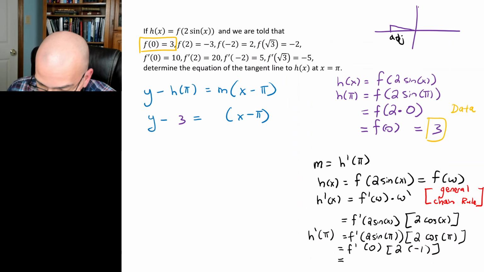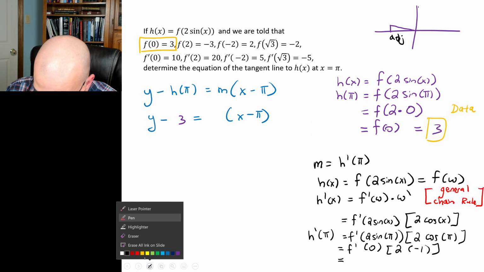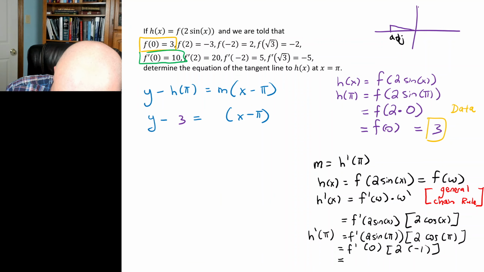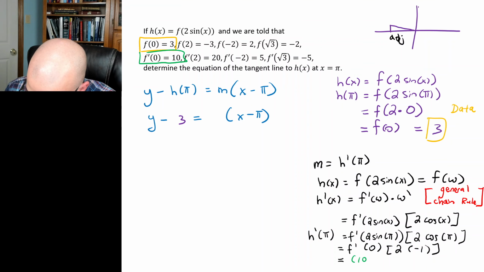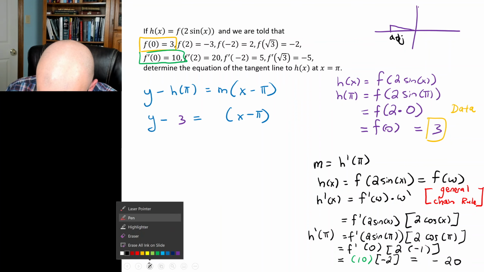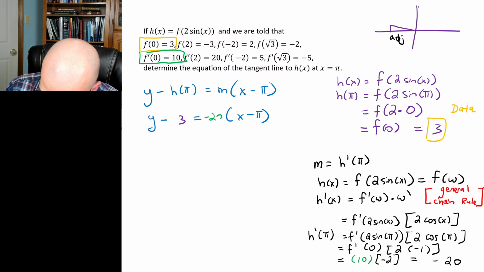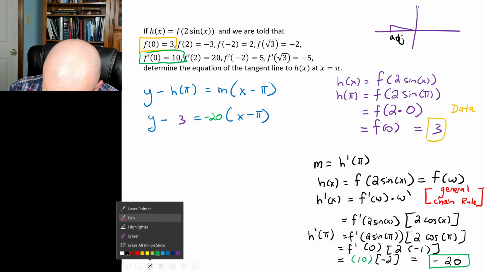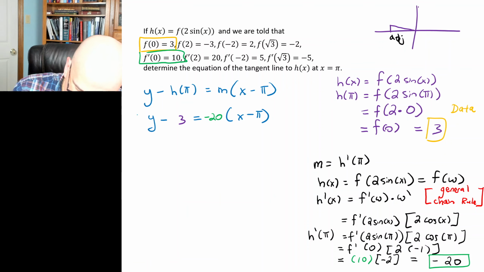Okay, now from our table, what is f prime of 0? F prime of 0 is 10, so I'll put a 10 in. So we have 10 times negative 2, which is negative 20. And there's our answer. That's our answer.